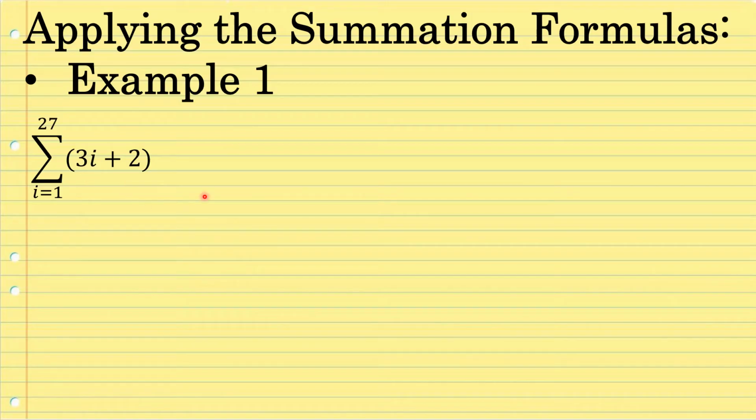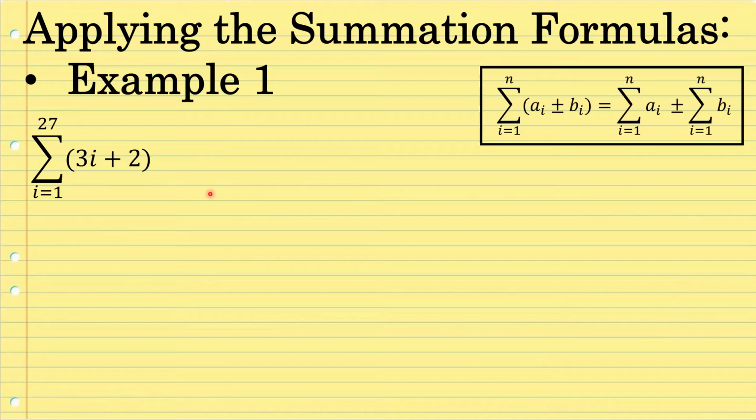The first thing we'll do to evaluate this sum is use the property we discussed that says that if you're taking the sum of a quantity that has 2 terms, that can be broken apart, and you can find the sum of each term individually. So I'll break up the sum of 3i plus 2 into the sum of just 3i and the sum of just 2, both of those going from i equals 1 to 27, as the original problem was.